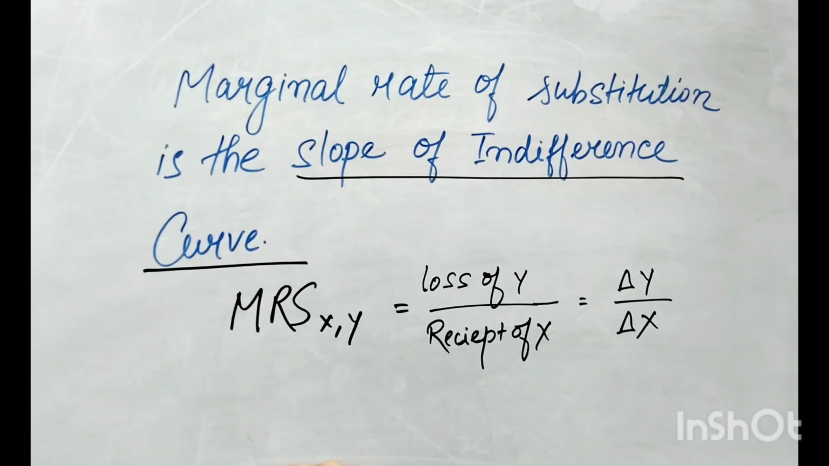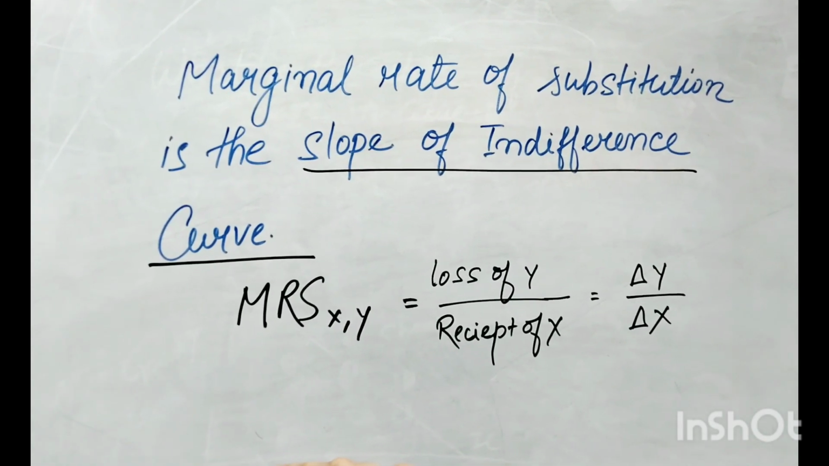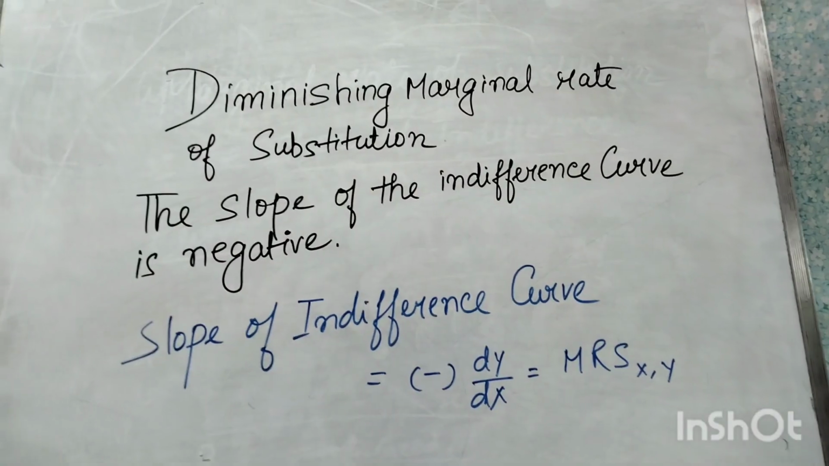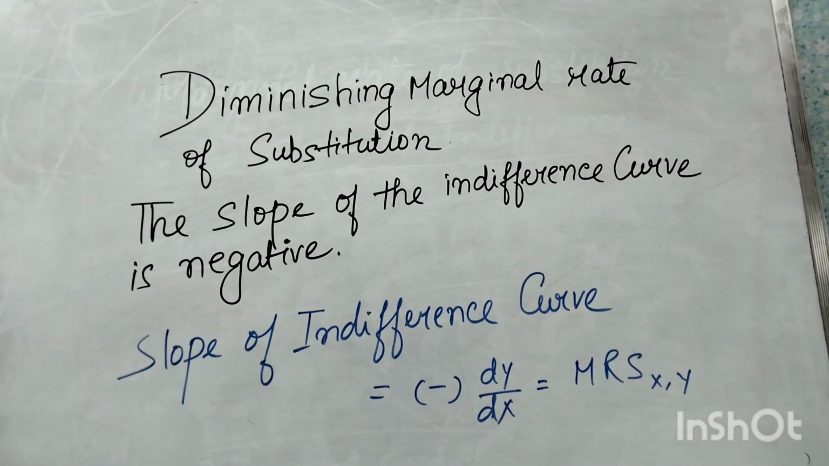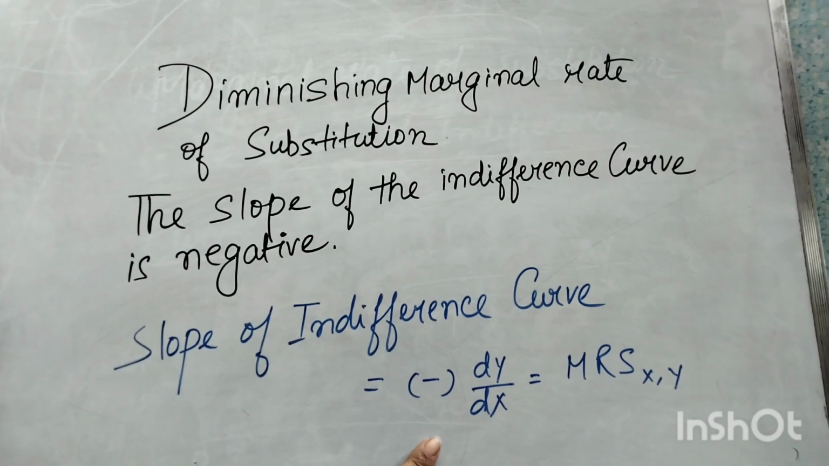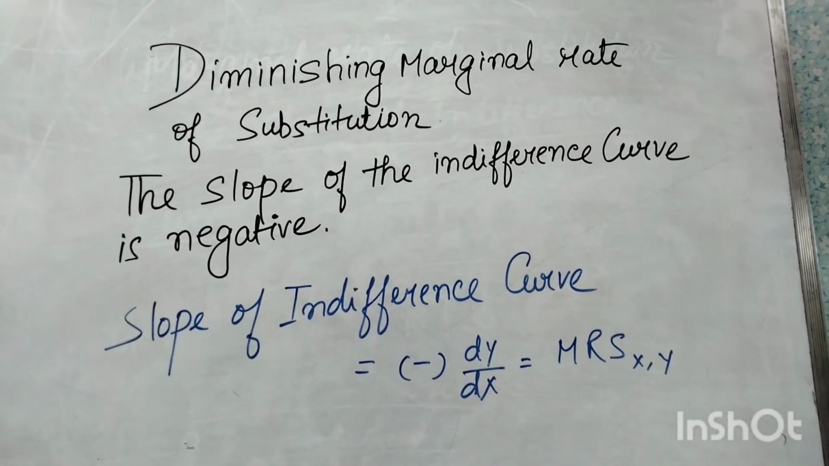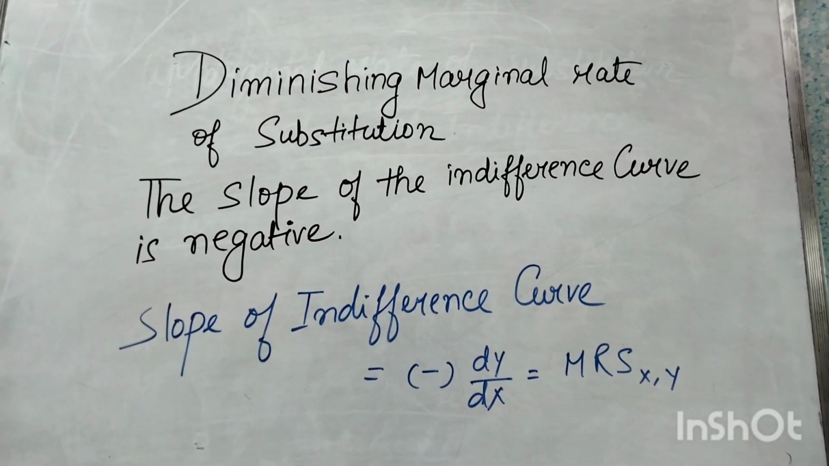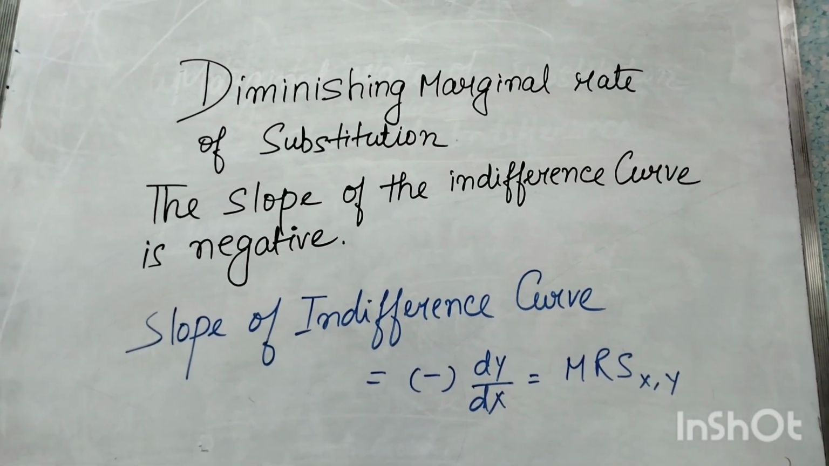So that one is called the marginal rate of substitution, which we can also tell is the slope of the indifference curve. And in the case of diminishing marginal rate of substitution, the slope of the indifference curve is negative. So we can tell that minus dy by dx will be equal to MRS xy. So I have discussed this diminishing marginal rate of substitution. What is the diminishing marginal rate of substitution? You can get the concept in the previous videos.